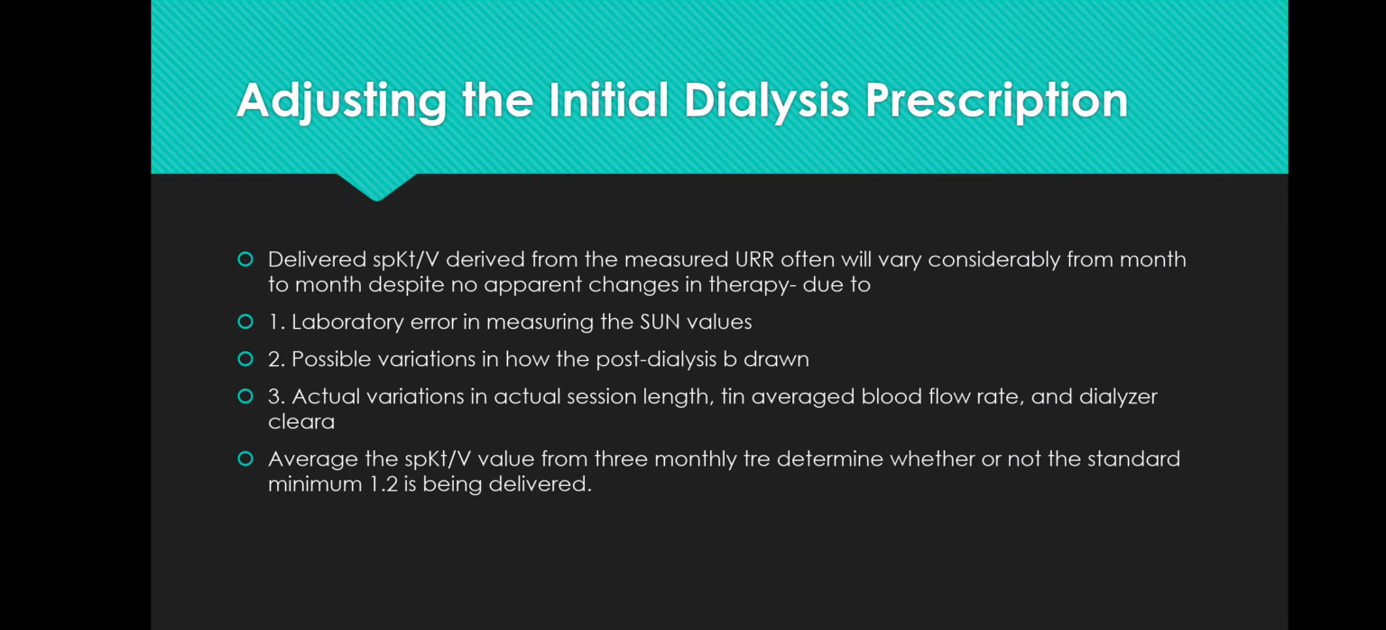Next, we adjust the initial dialysis prescription. The delivered spKt/V derived from the measures of URR will often vary considerably from month to month despite no apparent changes in the therapy. This can be due to laboratory errors in measuring the BUN values, and possible variation in how the post-dialysis sample is drawn. Next, the actual variation in session length, then the average blood flow rate and dialyzer clearance. The last point is to average the spKt/V value from the 3 monthly values to determine whether or not the standard minimum of 1.2 is being delivered.